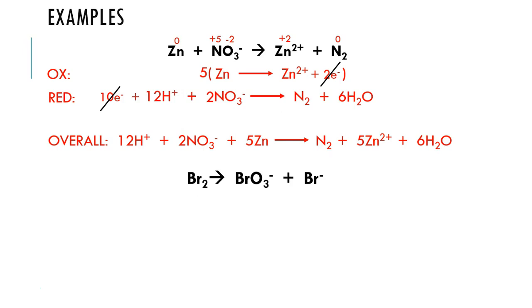Now it looks a little bit complicated, but it's always a good idea to check and see that your equation is balanced. So I see that we have 12 hydrogens on both sides. We have 2 nitrogens on both sides. We have 6 oxygens on both sides, 5 zincs on both sides.